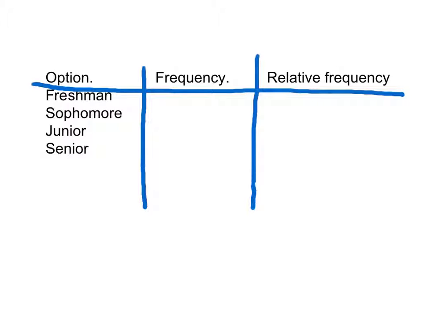The frequency is how many times each of these occur. Since there were 3 freshmen in the group, the frequency of freshmen is 3. This continues with the sophomores, juniors, and seniors.